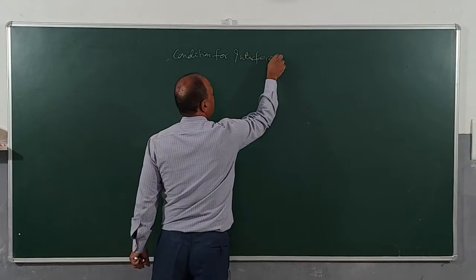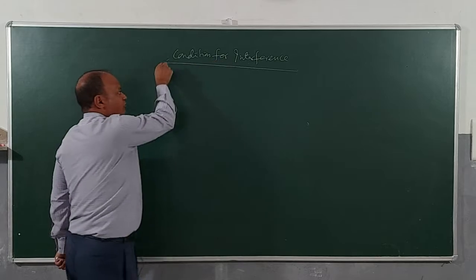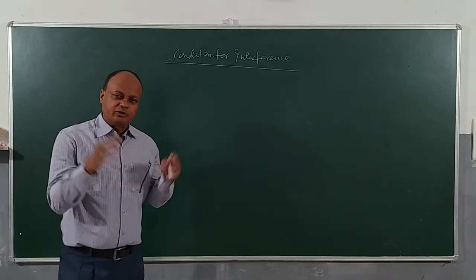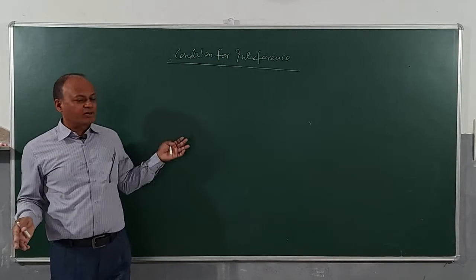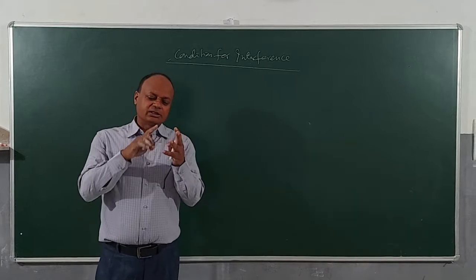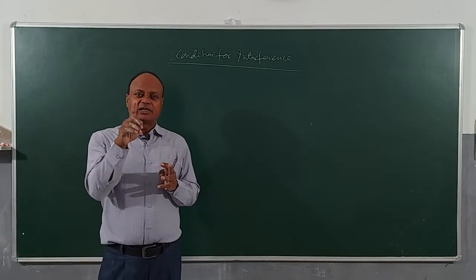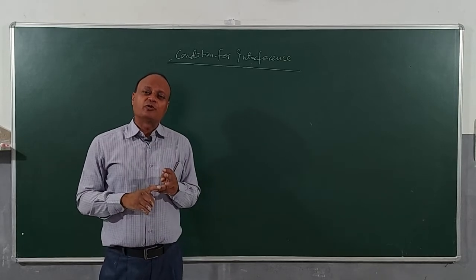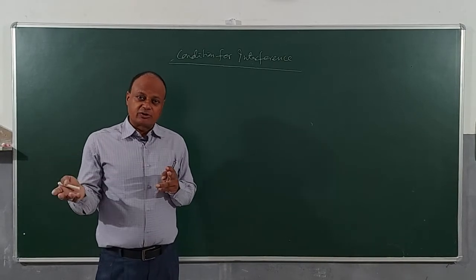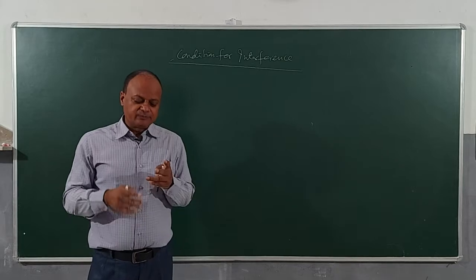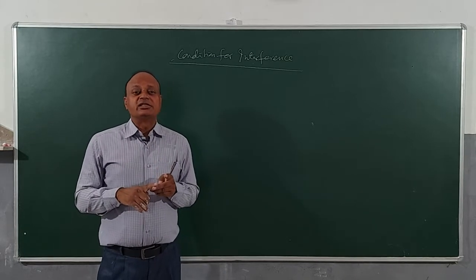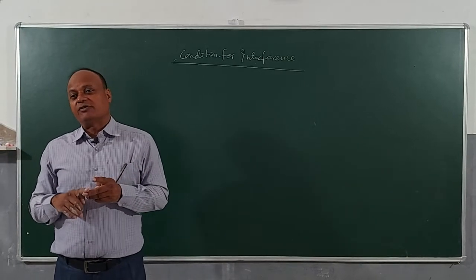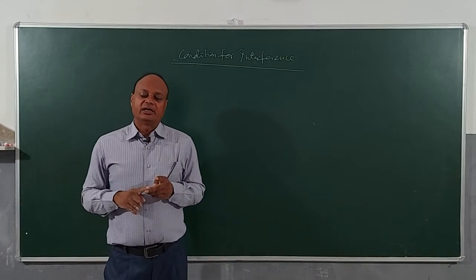Conditions for interference. What will be the conditions for interference? Actually, we have already discussed all the points. It's just about writing. The light should be monochromatic, means of a single color. Light should come from coherent sources. You understand what a coherent source is? We have already discussed and defined it. The third condition is slits should be narrow. For obtaining sharp fringes on the screen, slits should be narrow.